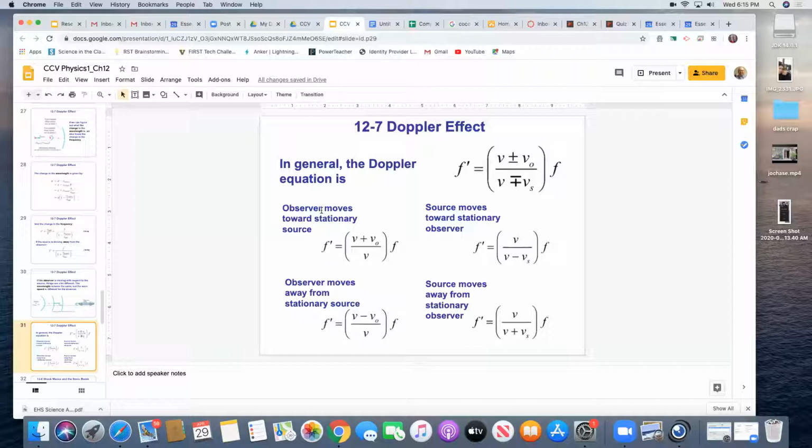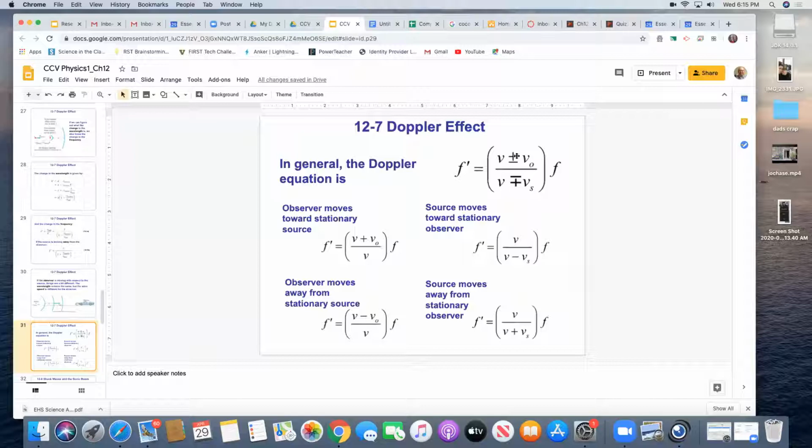Now, this takes our Doppler effect equation and breaks it down into 4 different scenarios. These 2 are for the case that our observer is moving. These 2 are for the case where our source is moving. If the observer is moving toward, then we're going to get a higher frequency. So VO stands for the velocity of the observer.